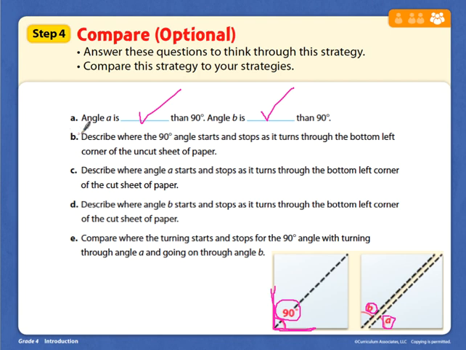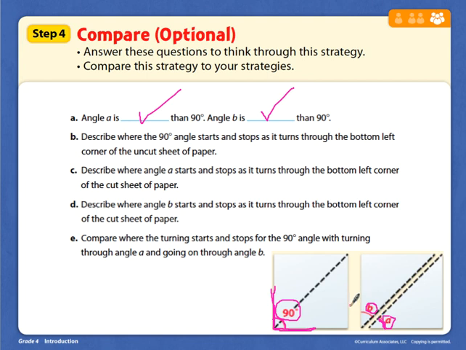So now think about it. Describe where the 90-degree angle starts and stops as it turns through the bottom left corner of the uncut sheet of paper. Well, we just talked about that. It goes from one edge of the paper all the way to the other edge of the paper, right? Describe where angle A starts and stops as it turns through the bottom left corner of the sheet of paper. Well, we just talked about that with angle B, so let's talk about it with angle A. Angle A starts at the edge of the paper and goes halfway, right? Goes halfway across.